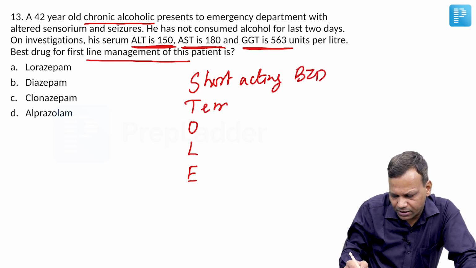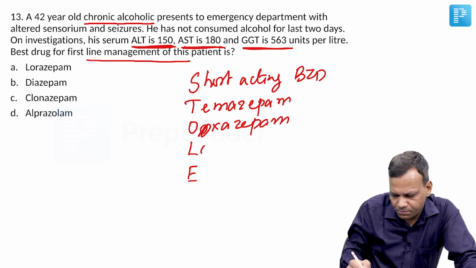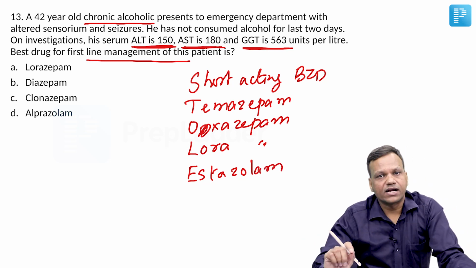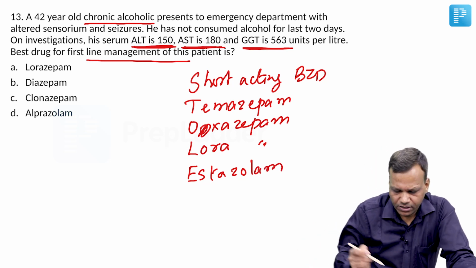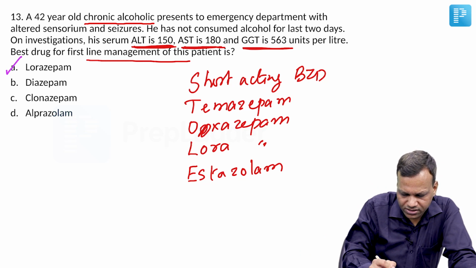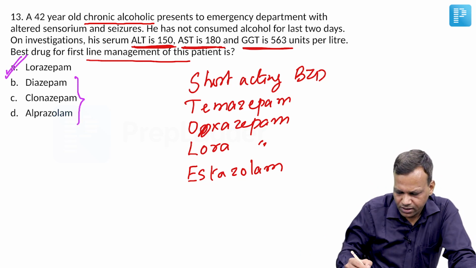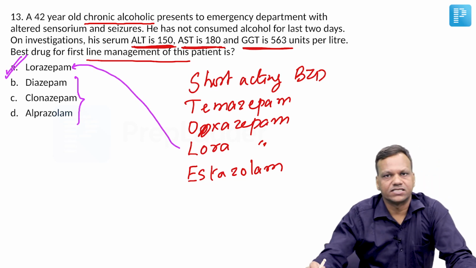The drugs are temazepam, oxazepam, lorazepam, and estazolam. These are the important drugs which are safe in liver failure. So the answer to this question is lorazepam. All other 3 drugs, they are not safe in liver failure. So lorazepam is the right answer here.